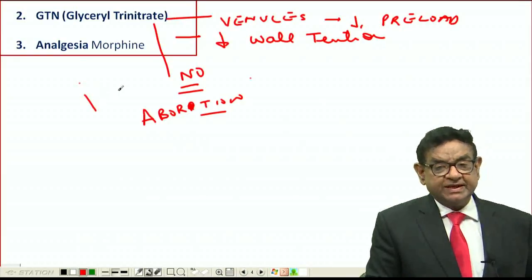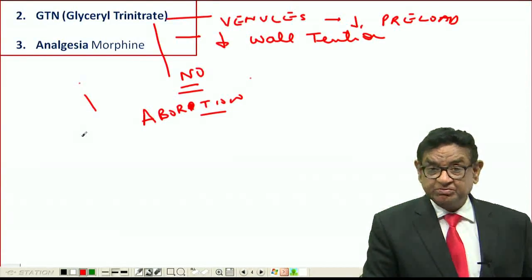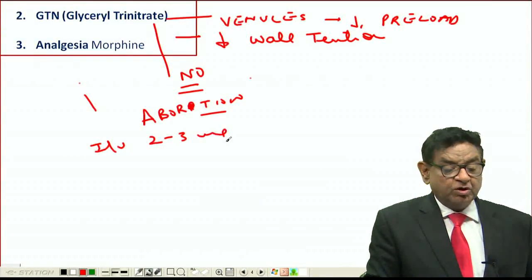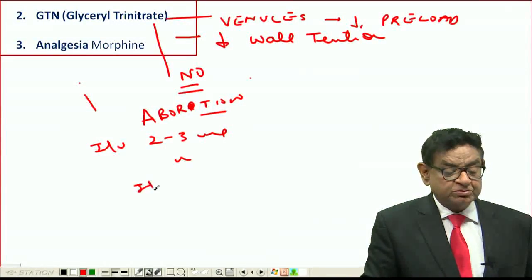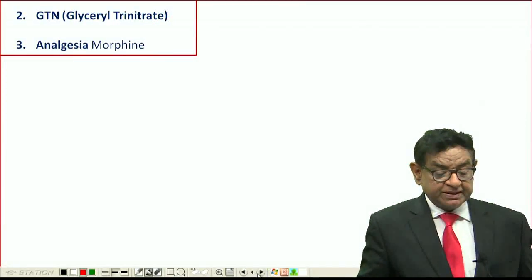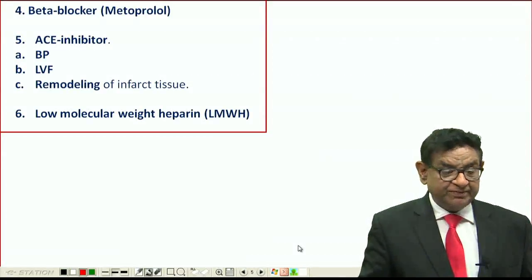Of course, in case of acute MI, when the pain is very severe, we may use morphine. Morphine we use IV 2 to 3 milligram, or we can use IM also, but the dose is 10 to 15 milligram intramuscular. But it has got only symptomatic relief. It doesn't have a mortality benefit.